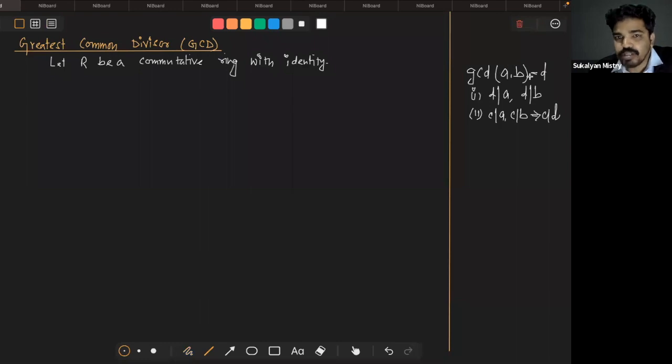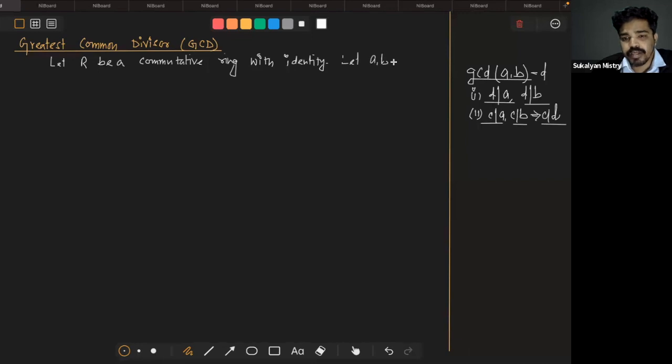d is said to be the GCD of a and b if, first of all, d should be a common divisor, that is d divides a as well as d divides b. And if c divides a, c divides b implies c divides d, then we say that d is the GCD of a and b. Same concept আমাদের এখানে রিং এর ক্ষেত্রেও তাই, ঠিক? So টু ইন্টিজার, সাপোজ আমরা এখানে ইন্টিজার কনসিডার করব না, আমরা এখানে যে কোনো নাম্বার, যে কোনো এলিমেন্ট কনসিডার করব, ঠিক?